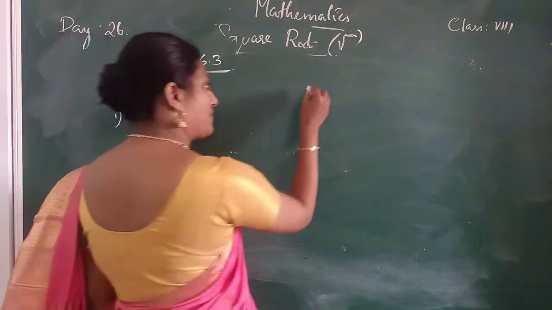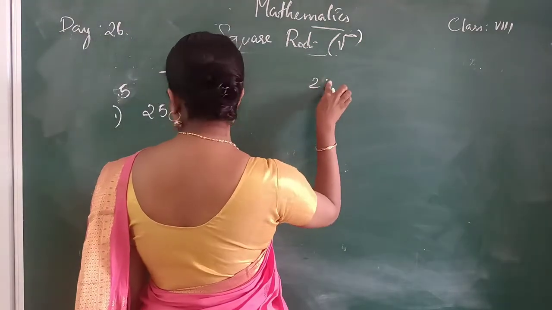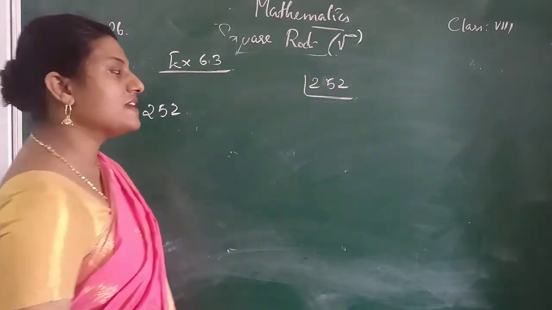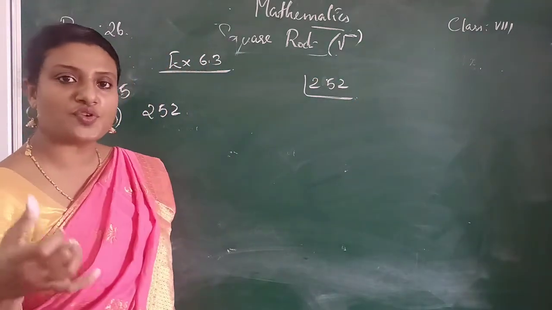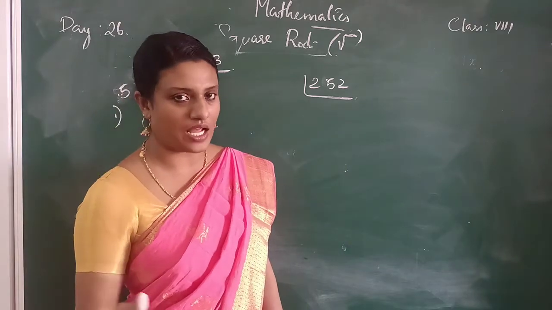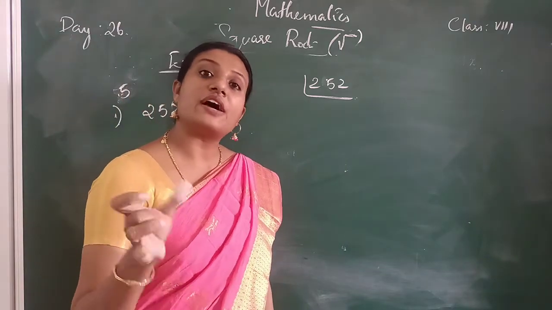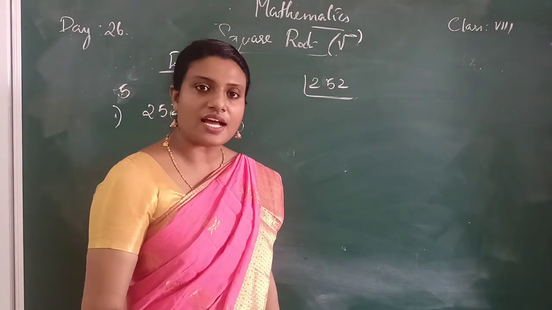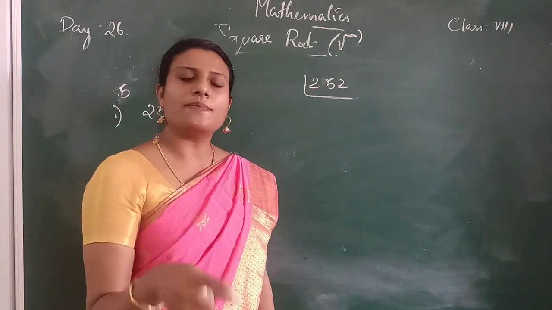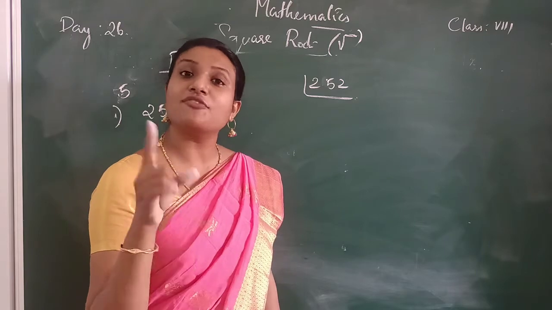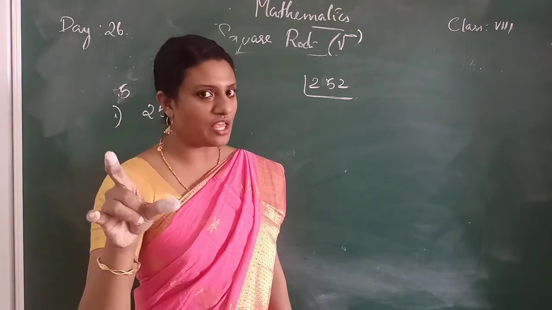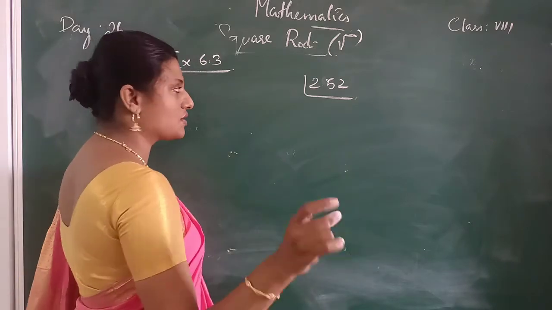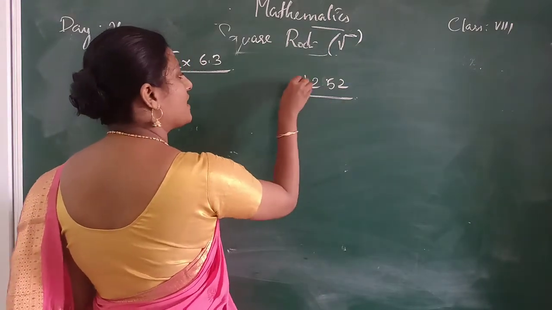Listen, first you have to factorize 252. Again it's an even number. Listen, even number means if the ones place has 2, 4, 6, 8 or 0, it is an even number. If the ones place has 5 or 0, try to divide it by 5. Okay, if 0 or 5 comes, you divide that number by 5. Just a tip. So first divide it by 2.